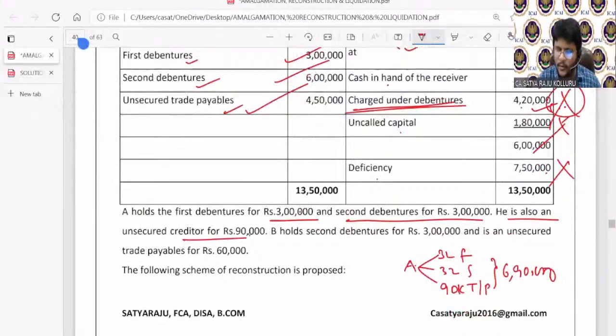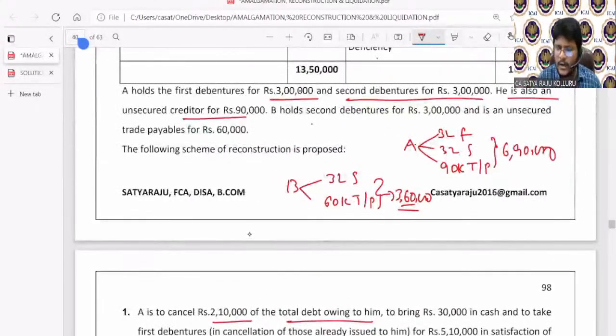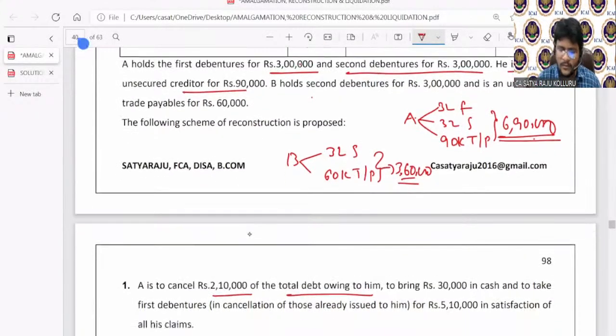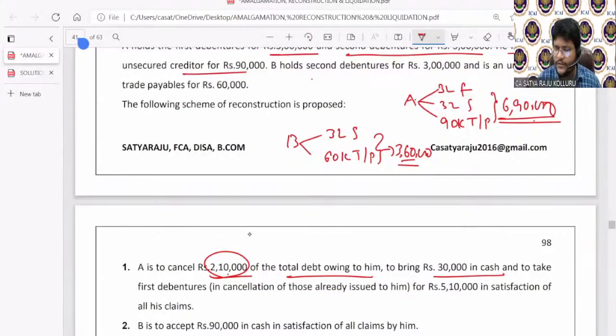In the same way, he's talking about another person who is B. B, we need to pay 3 lakhs worth of second debentures as well as unsecured trade payable worth 60,000. So the total amount is 3 lakh 60,000 for B. Okay, fine. A is to cancel 2 lakh 10,000 of the total debt owing to him. It is clearly given that the total debt owing to A is 6 lakhs 90,000, out of which he is ready to cancel 2 lakh 10,000, to bring 30,000 in cash and to take first debentures in cancellation of those already issued to him for rupees 5 lakh 10,000 in satisfaction of all his claims.